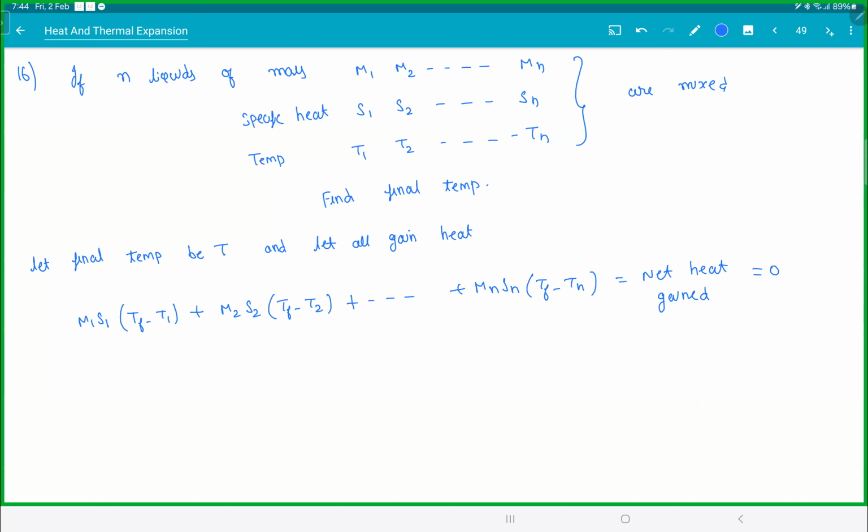If you just remove the T final from there, you will end up with sigma mi si Ti divided by sigma mi si. That's your answer. When you actually calculate this, you will find this T final will be less than some of the temperatures, so there will be negative signs in the middle. That will take care of it, so you need not worry about who is what. Clear?